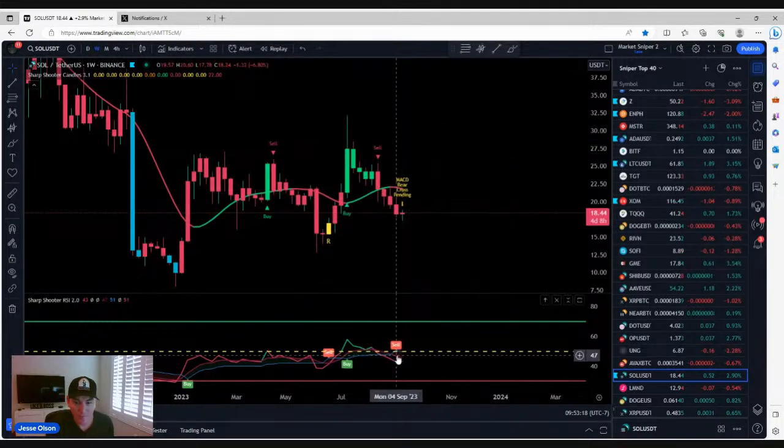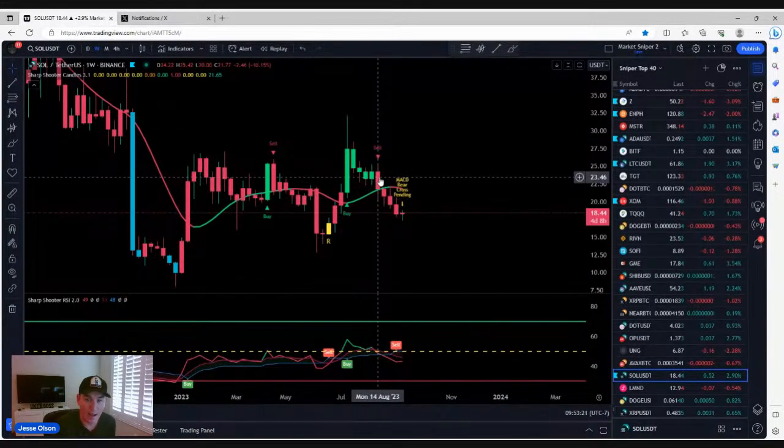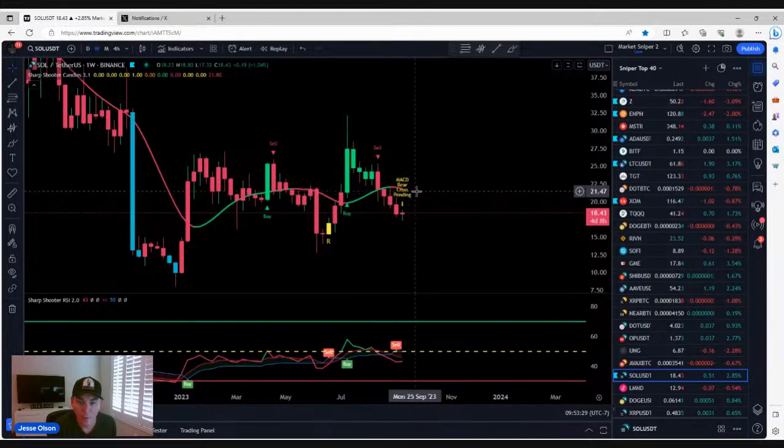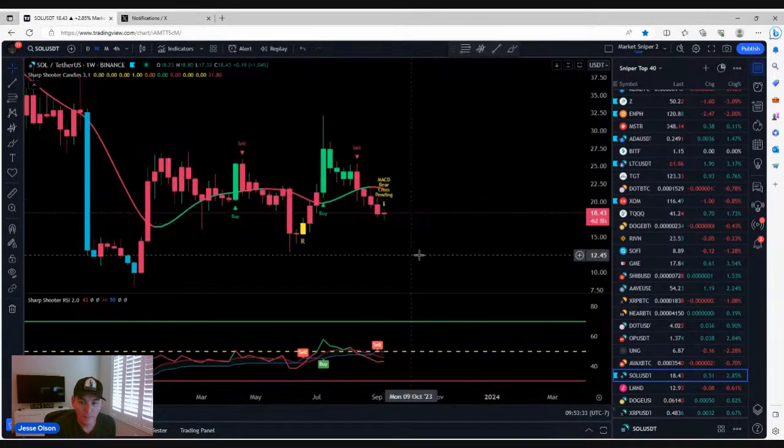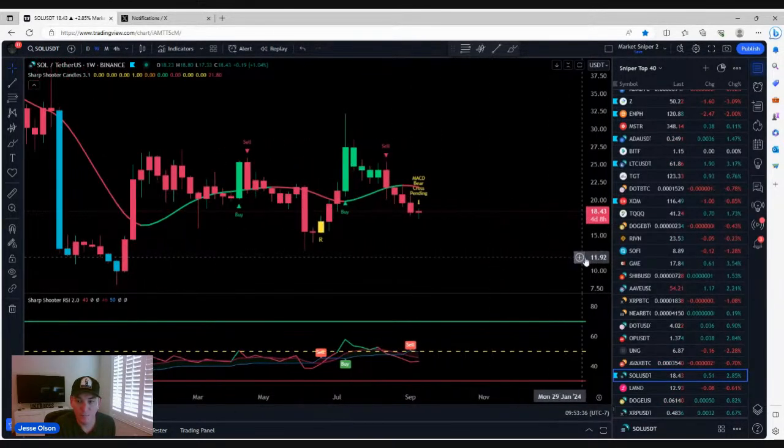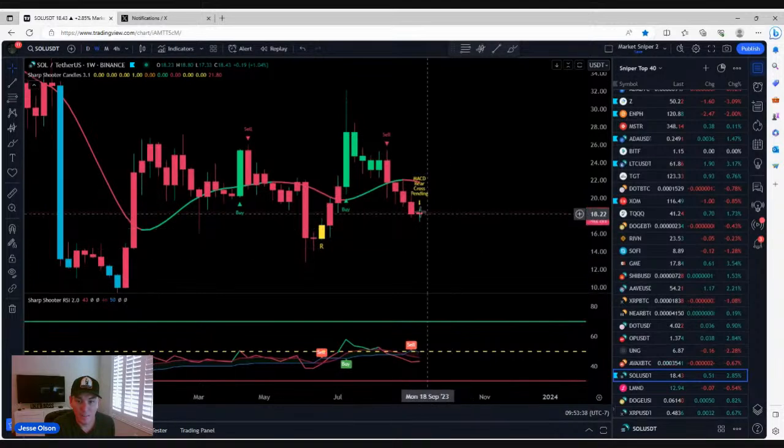So we had the RSI sell signal, an actual sell signal back here in the middle of August, so more than a month ago. We've got a pending bear cross, a pending MACD bearish crossover, right? That doesn't mean it can't bounce.